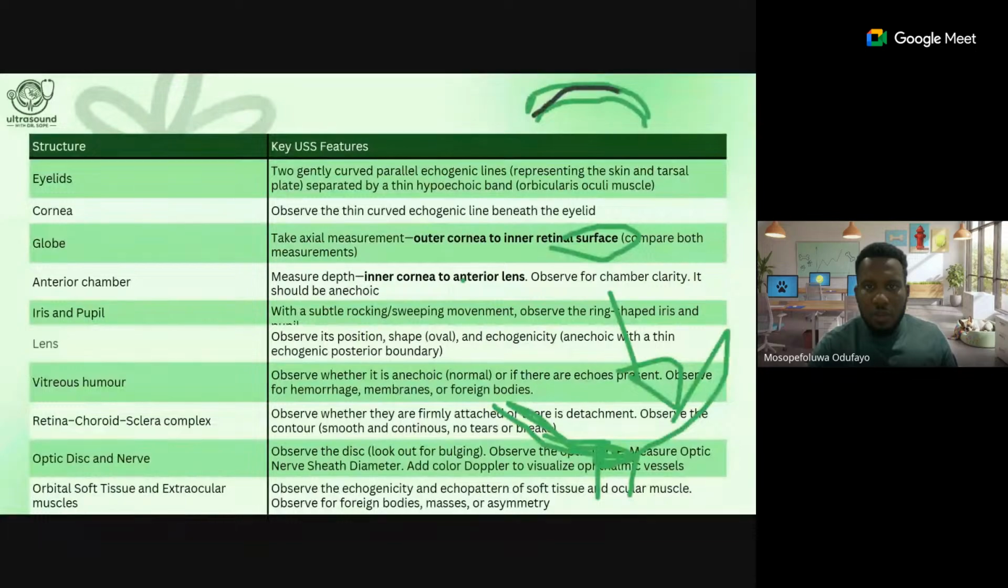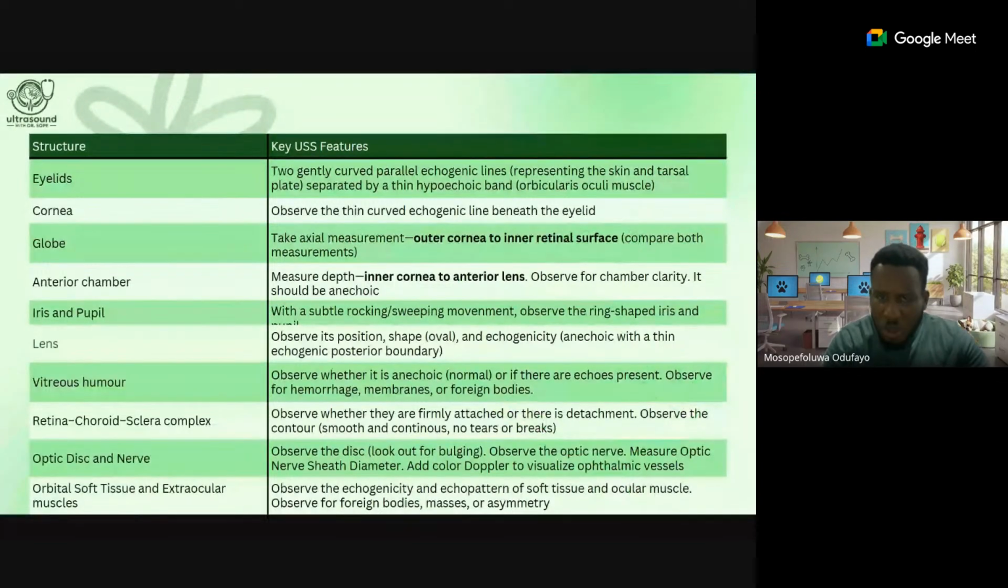The first thing you see, you're supposed to take note of that. Is that what you have? Is there anything different? Note it. Then after that is the thin echogenic line between the eyelids, the cornea. Then before you move into the anterior chamber, take the axial measurement of the eye.